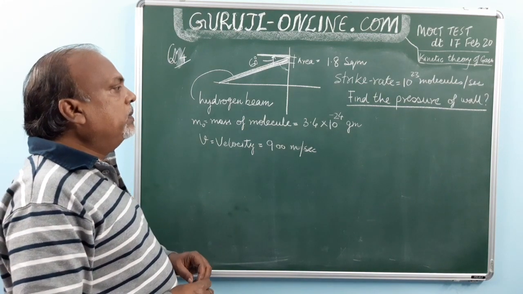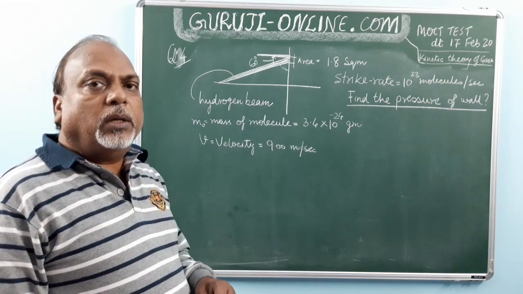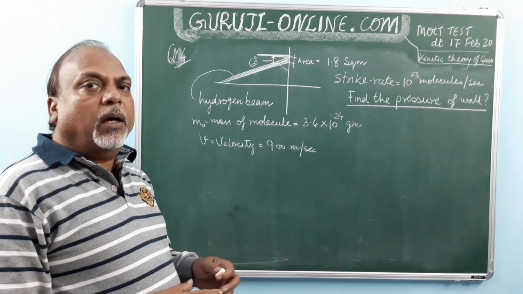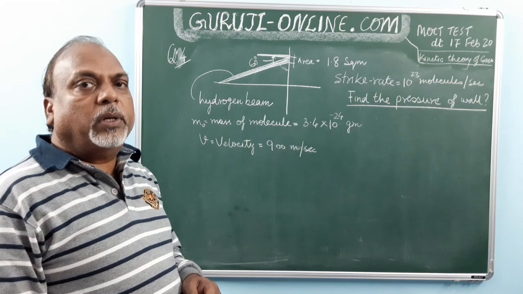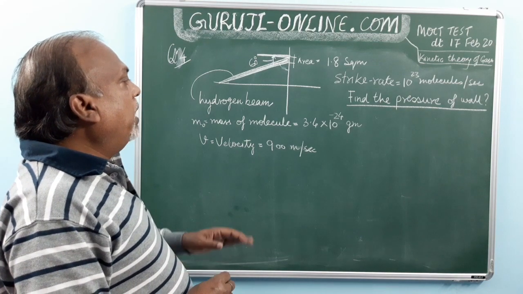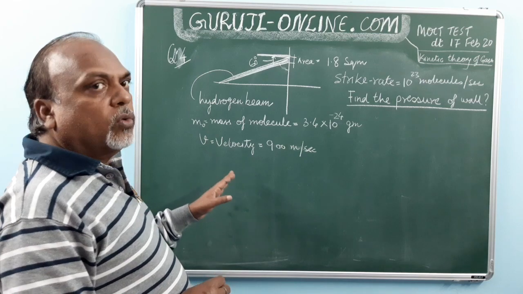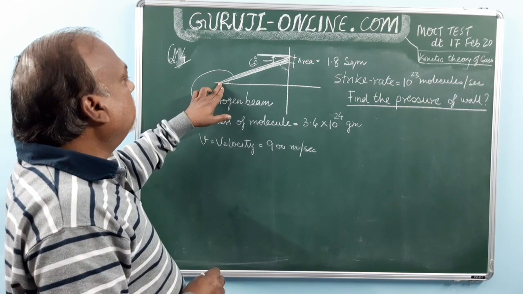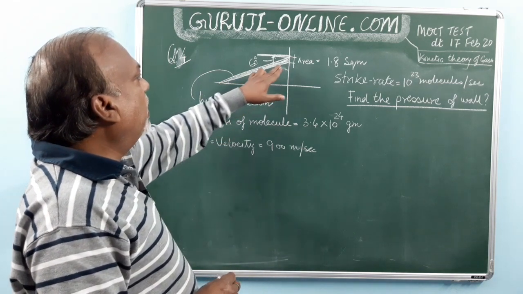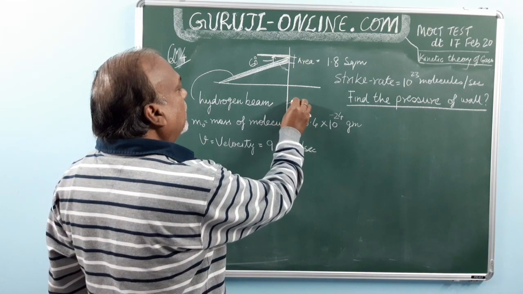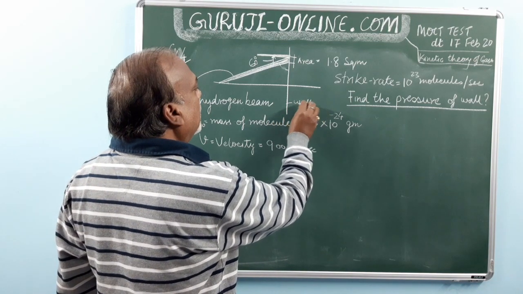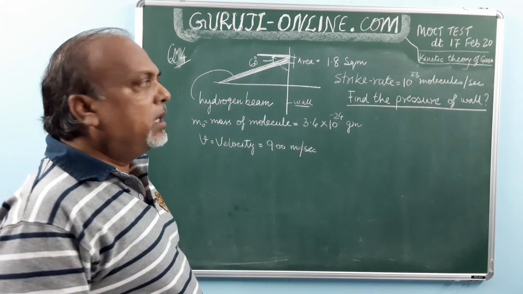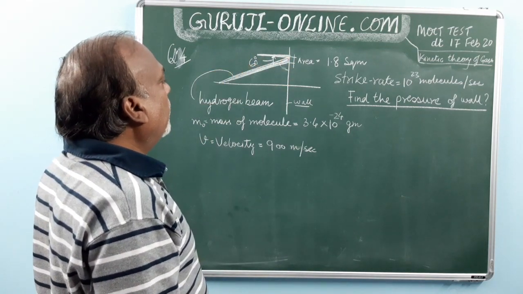This is the fourth question. For the question, you can refer to the description part. I have given the full text of the question. Here, let us first understand what the question is. It says this is the hydrogen beam striking on a wall, and this beam is at an angle of 60 degrees with the normal to the wall.